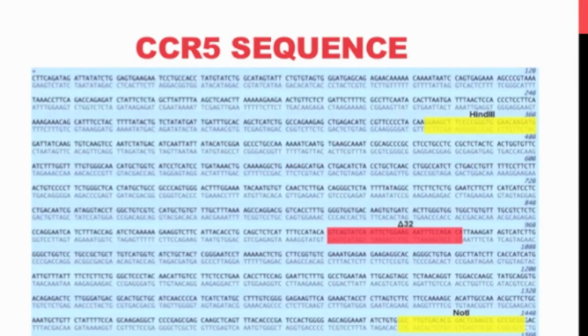Again, you see the CCR5 sequence. Delta 32 is still highlighted in red, and in yellow you see 2 oligonucleotides, HindIII and NotI. These oligos are vital for a proper digestion.